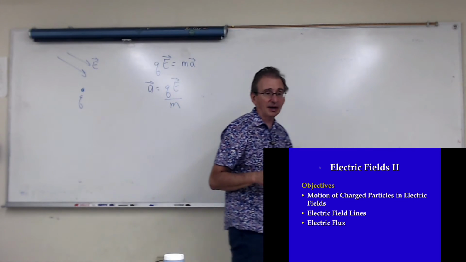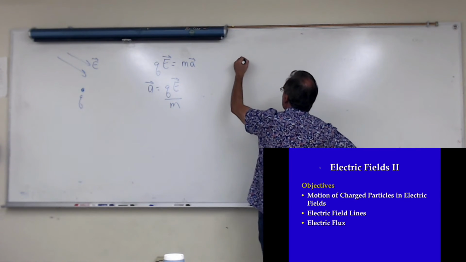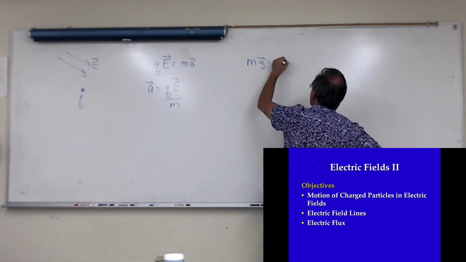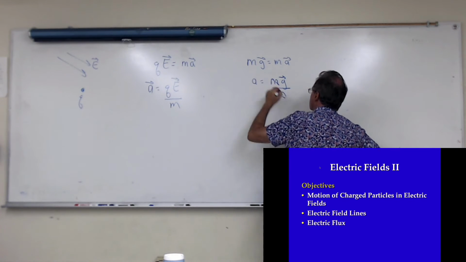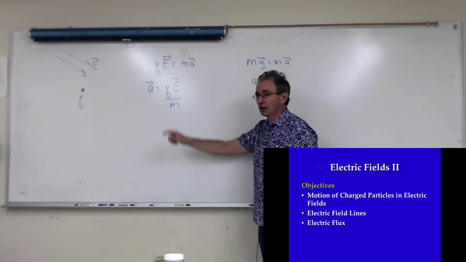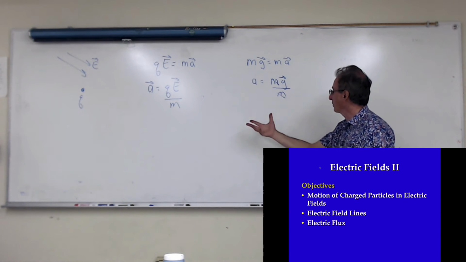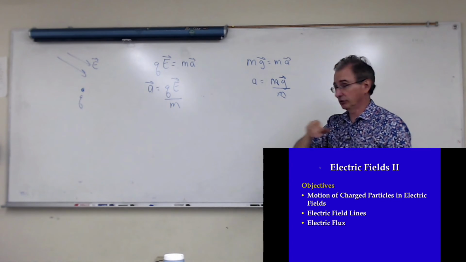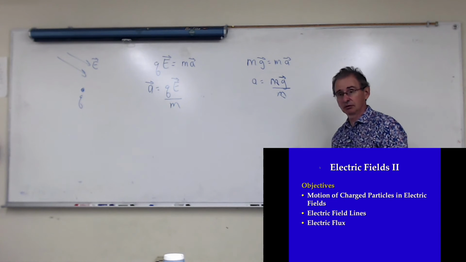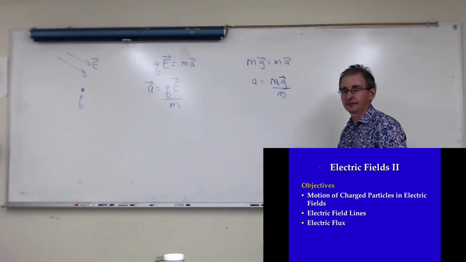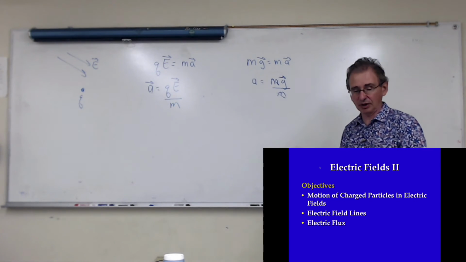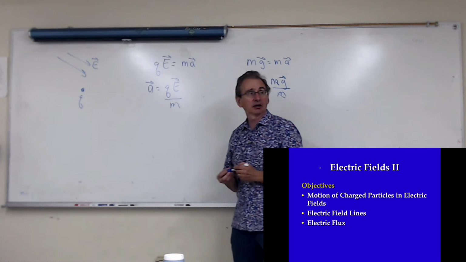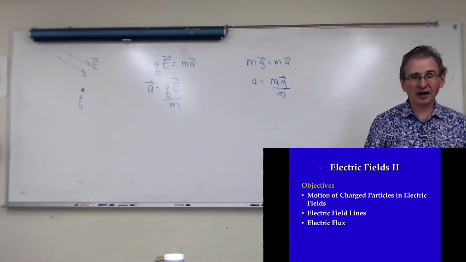Analogously, if we had a mass in a gravitational field, then we would set mg equals ma, and then a is mg over m, and the m's cancel. The only difference is that this m becomes a Q. Notice we have the same form here, except that you have an m that cancels here. There you don't. And if the gravitational field is uniform, then you have motion at constant acceleration. If the electric field is uniform, then you have motion at constant acceleration. And the kinematic equations are easy, because you've done this before in Physics 205.